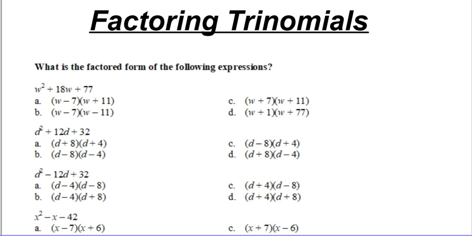Factoring trinomial. This lesson, inshallah, we'll take exercises about factoring trinomial. We studied before, but we take now exercises about factoring trinomial.